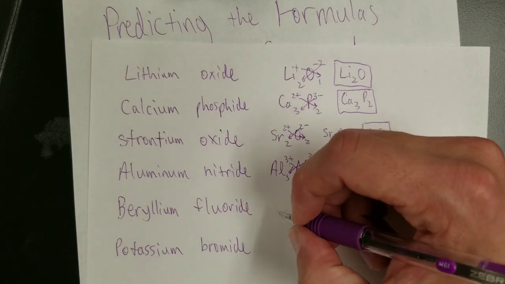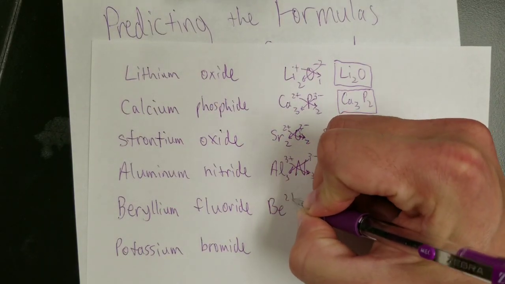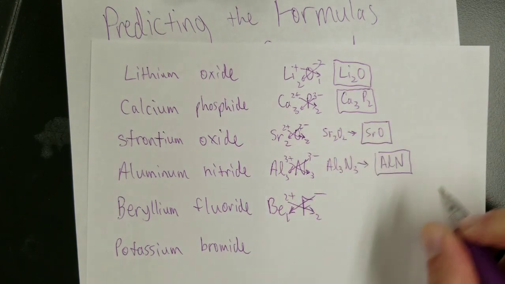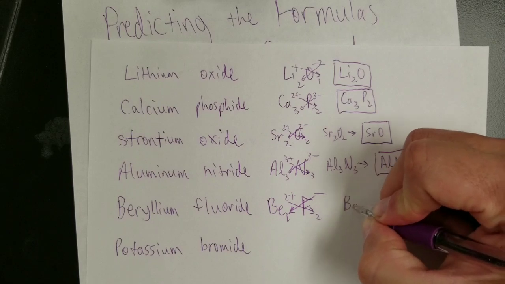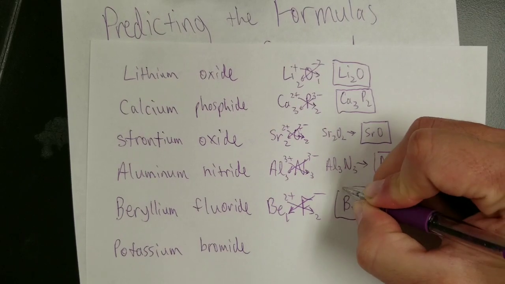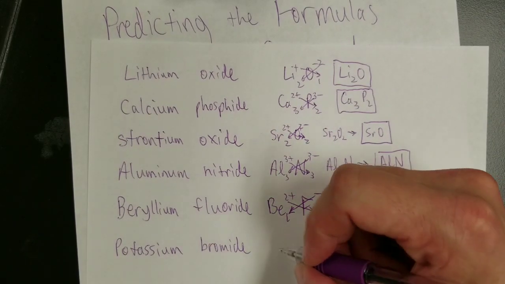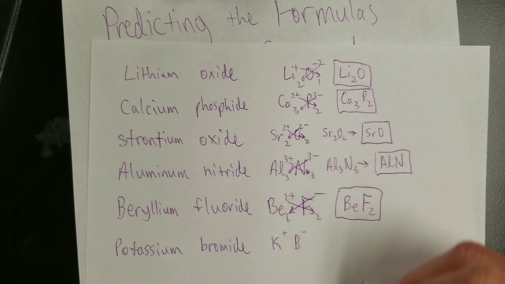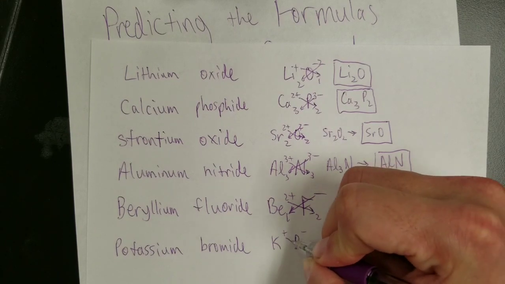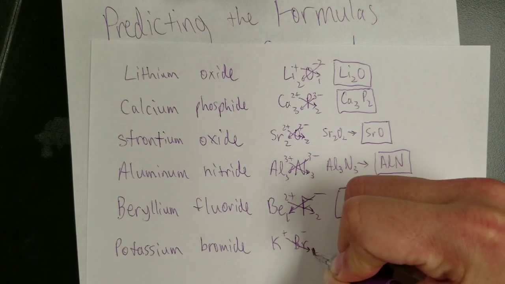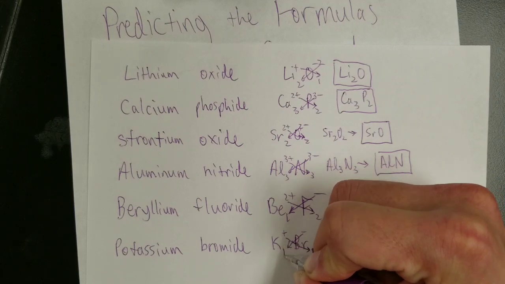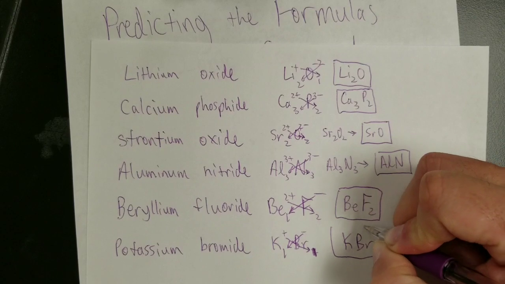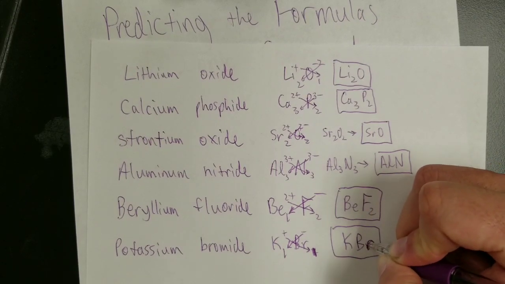All right, let's see, beryllium fluoride. That's Be2+, F-. 1 beryllium, 2 fluorine, so beryllium fluoride. And potassium bromide. Potassium's a 1+, bromine's a 1-. So 1 of these and 1 of these, so 1 of each, well, that's potassium bromide. Make that R a little clearer.